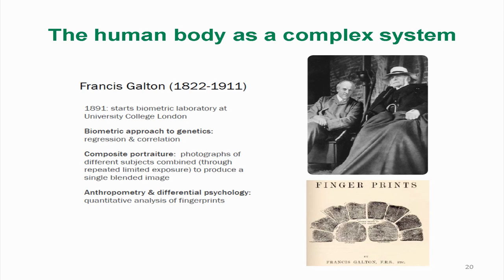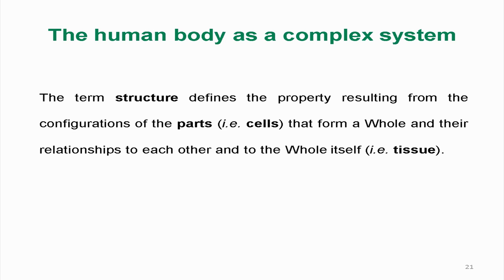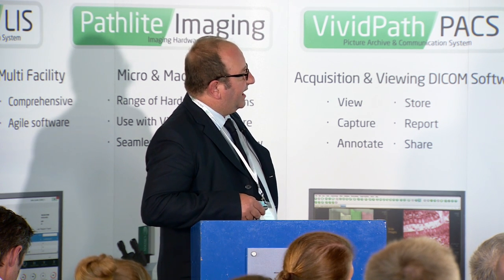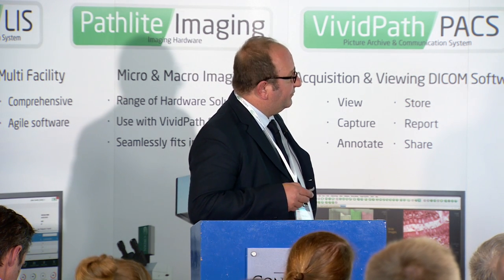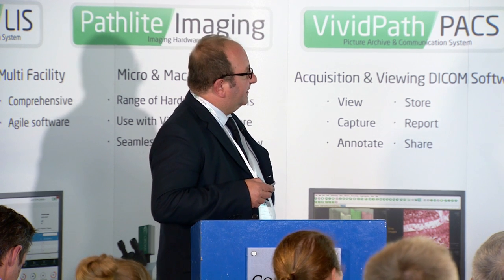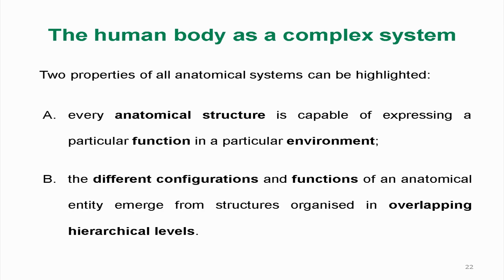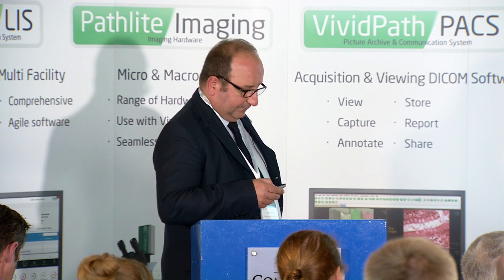And when you look at tissue, the term structure defines the properties resulting from the configuration of the parts, for example the cells that form a whole, and their relationship to each other and to the whole itself, for example the tissue. We have two main properties of all anatomical systems that can be highlighted: every anatomical structure is capable of expressing a particular function in a particular environment, and the different configuration and function of an anatomical entity emerge from structure organized in overlapping hierarchical levels.